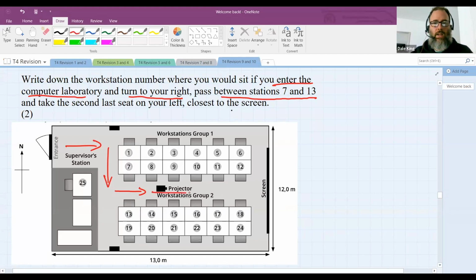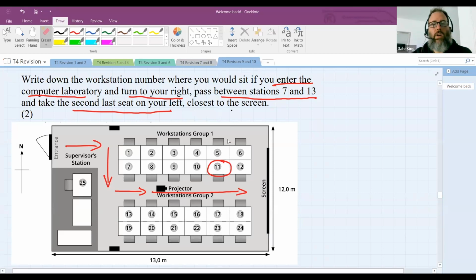So if you keep going down here, as you go down between the two rows of desks and chairs, your last seat on your left is this one, number 12. But we don't want the last one. We want the second last seat on your left, which is number 11. The last one is 12. We want the second last one, which is 11. Okay. Bongi, I hope that helps.